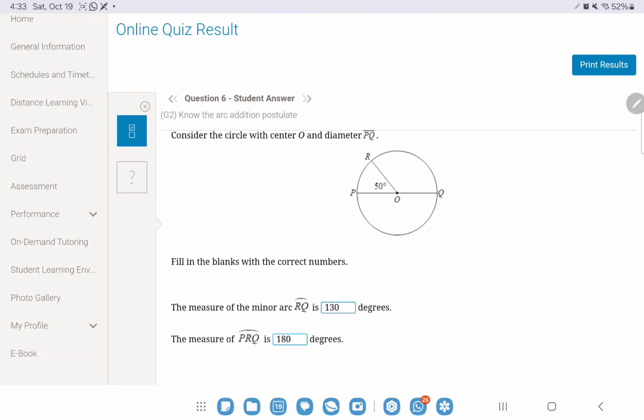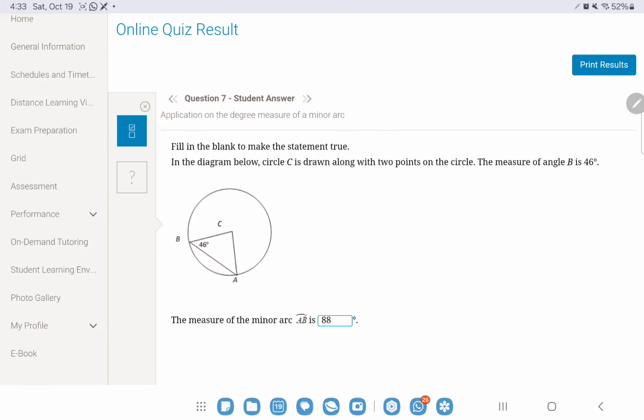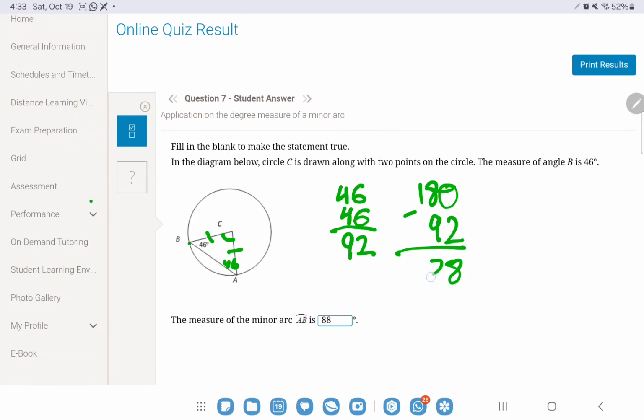Let's see if there's another part. There's no other part to this question. Next one. So, okay. Again, you want the measure of minor arc AB. So we know that these and these are equal, because they're both radii. So if this is 46, then this should also be 46. If they're both 46, we need to find what this angle is. So 46 plus 46 is gonna give you 92. 180 minus 92 is gonna give you 88 for this one, so making this one also 88.